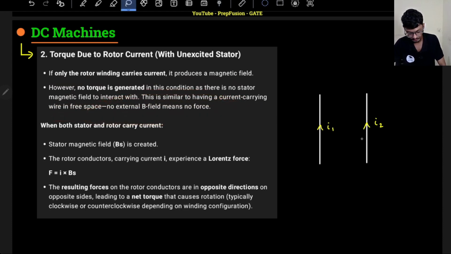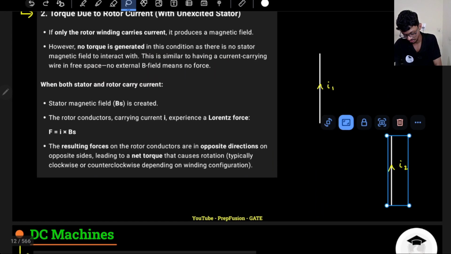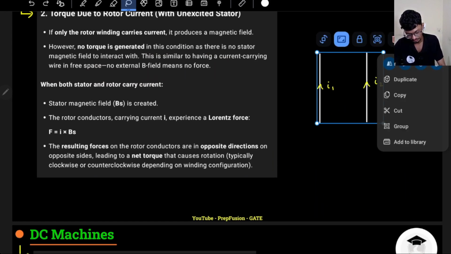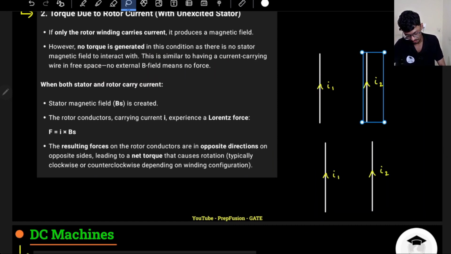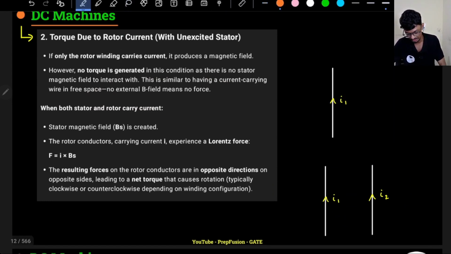So just like this, if I don't have this, this will be the second case actually. Let me do this. If I have a single current carrying wire, this is just the case where the stator is unexcited, only the rotor is excited. So let's assume this has a rotor, right? So it will produce a magnetic field like this.